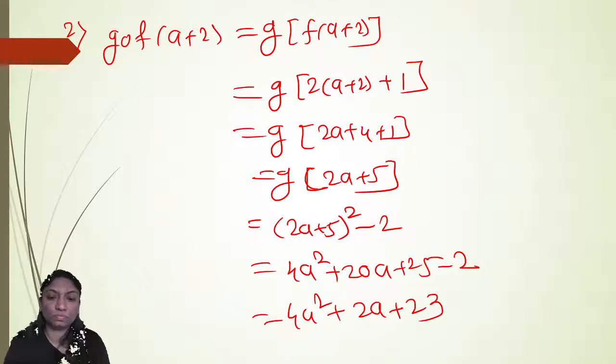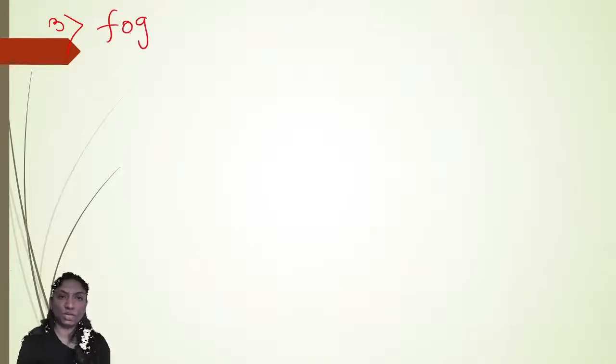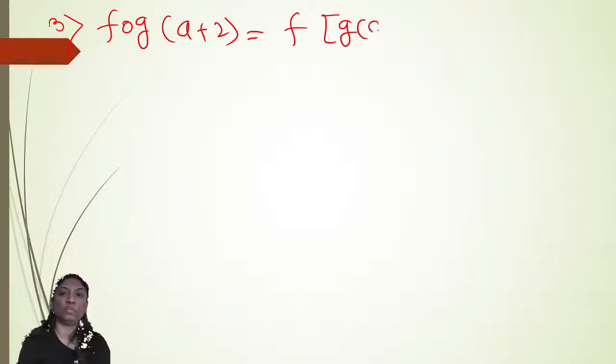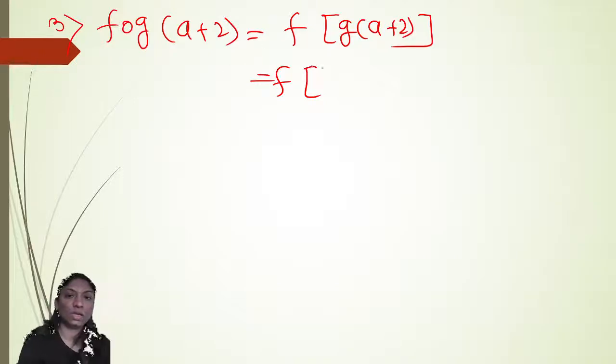Now the second one, f composite g of a plus 2. Here, f composite g of a plus 2 is equal to f of g of a plus 2. So f of g of a plus 2 means what? a plus 2 bracket square minus 2.